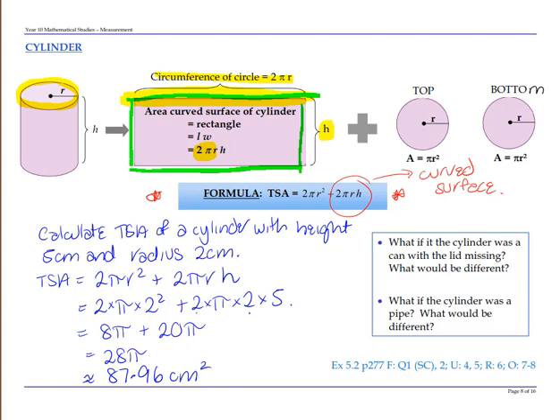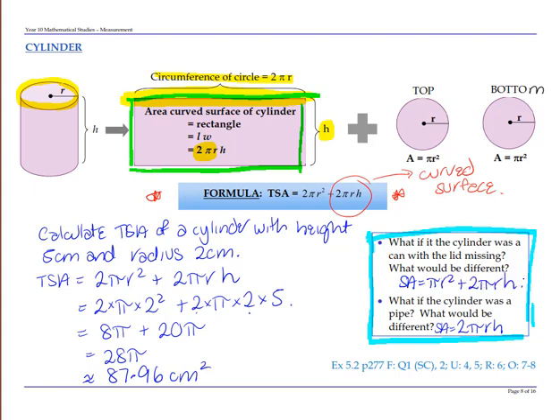Okay, but just like what I've got in the box here, be careful with these questions. So as I said there, what if we had a can and the lid was missing? You would only have the 2 pi rh, the curved surface plus one circle, which would be pi r squared. What if we had a pipe? We'd only have the 2 pi rh. Okay, so just be careful of that. So your surface area in this case would be 2 pi rh. Your surface area in this case would be pi r squared, one circle, plus your 2 pi rh.